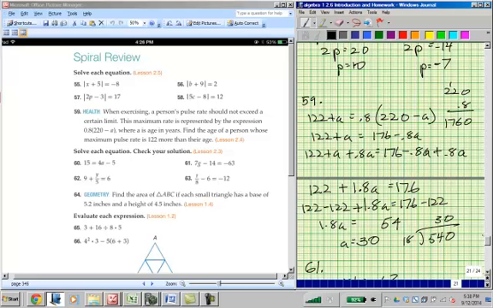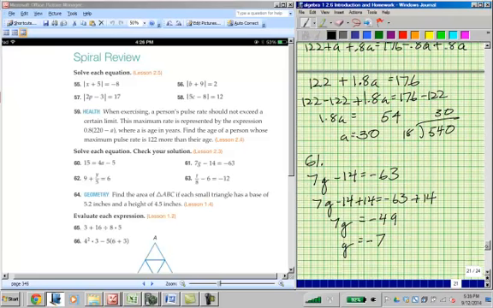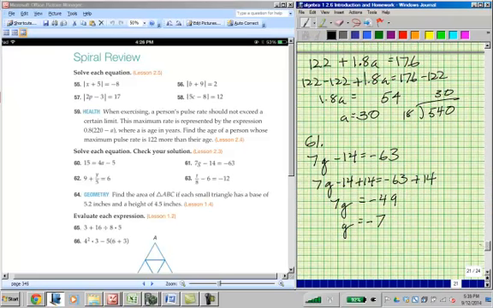67. 4p equals 22. Divide both sides by 4, p equals 5.5. 69. 1.25y equals 4.375. Y equals 4.375 divided by 1.25. And 4.375 divided by 1.25 is 3.5. That's it.